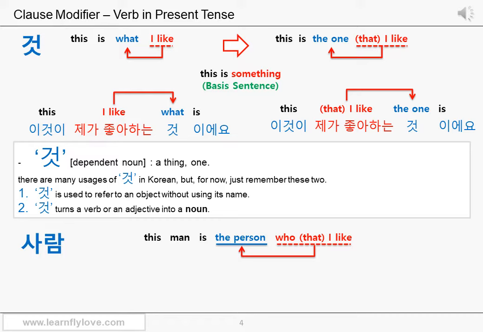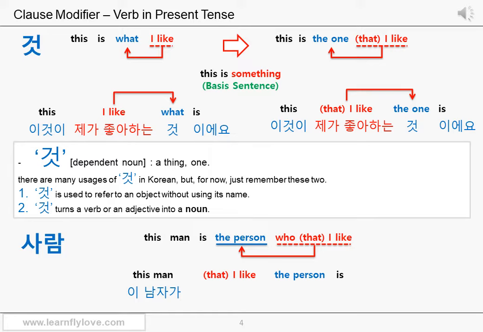Okay? That's the point. So you cannot translate this is who I like, this is who I am, this is what I like directly because there is no word which works like who, what, or that in these kinds of English sentences. That's why you always have to make a sentence like, this man is the person that I like or who I like. You're not going to translate who or that anyway. Got it? You can use other nouns instead of a person, of course, as you do in English. But when you talk about a human, it is common to use a person, 사람.